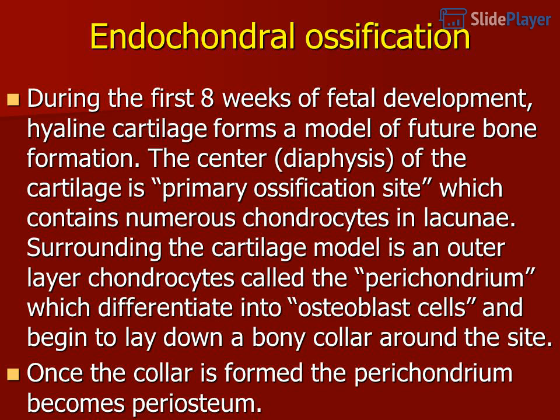During the first 8 weeks of fetal development, hyaline cartilage forms a model of future bone formation. The center, the diaphysis, of the cartilage is the primary ossification site, which contains numerous chondrocytes in lacunae. Surrounding the cartilage model is an outer layer called the perichondrium, which differentiates into osteoblast cells and begins to lay down a bony collar around the site. Once the collar is formed, the perichondrium becomes periosteum.